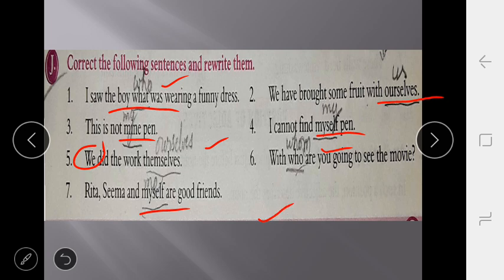Remember one thing, that which exercise has no proper or sufficient space to write the answer, write them in your notebook. Suppose exercise F from the second lesson and J from the second lesson. These two exercises have no proper place to write the answer, so you all have to write these exercises in your notebook. F and J.